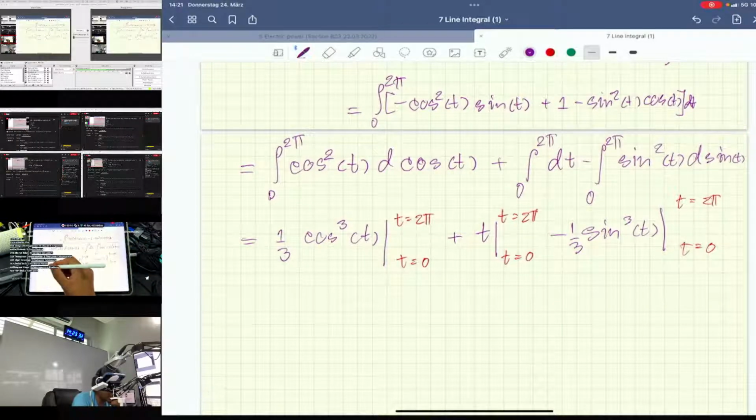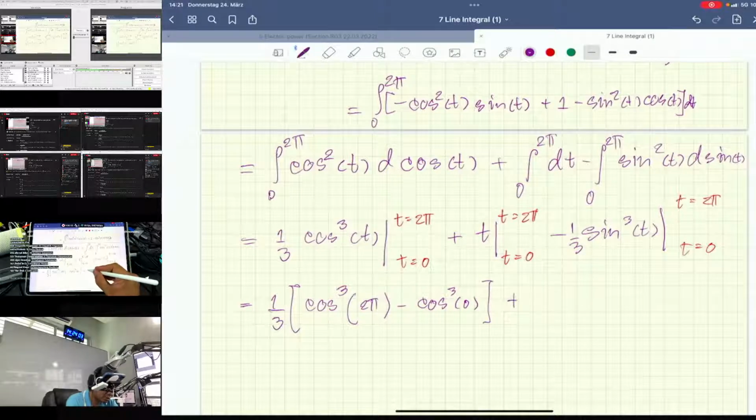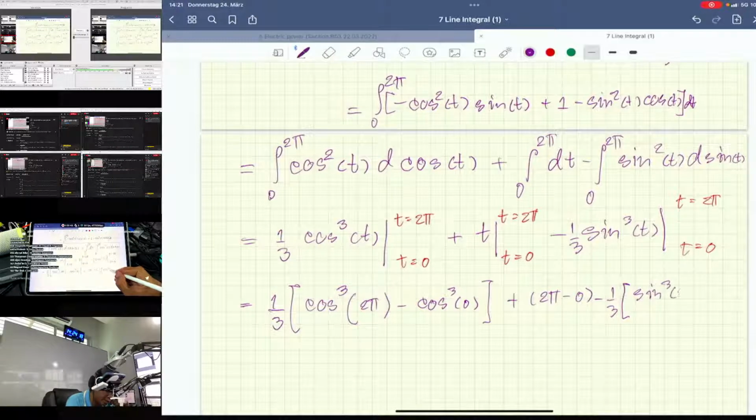Yes, of course, and here you have 1/3 cosine power 3 of 2 pi minus cosine with power 3 of 0, closing bracket, plus 2 pi minus 0, and negative 1/3 sine to the power of 3 of 2 pi minus sine 0 with the power of 3, closing parentheses.